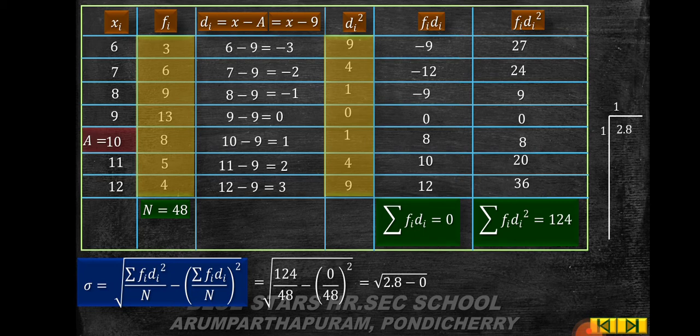Square root for finding 2.8 is 1 ones are 1, again 1, so 1 should be multiplied by 2, so 2 times 26 into 6, you get 156. 16 into 2, 32. So 326 into 6 is 1956. So sigma is approximately equal to 1.66.